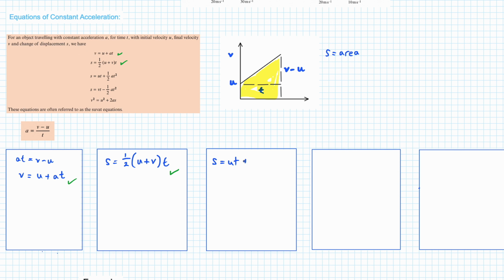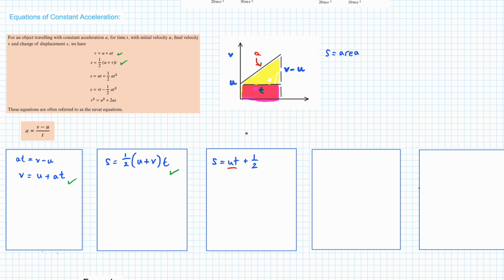So s equals ut plus a half at squared. And again, we are rearranging in some ways to find different variables so we can put them together. For instance, we have here a triangle and a rectangle, as we said, which is of course as well a trapezium for the other formula that we derived. So u times t is a rectangle, and half times base times height would be your basic triangle formula.